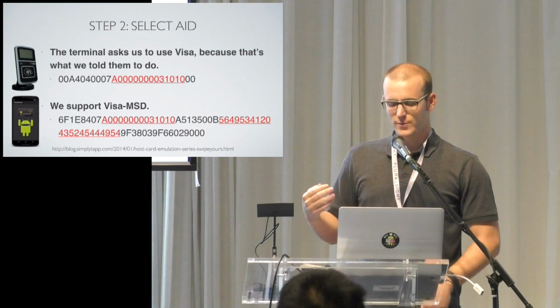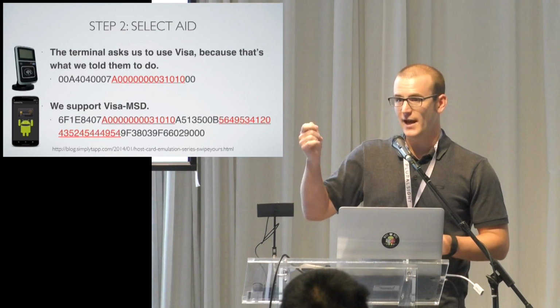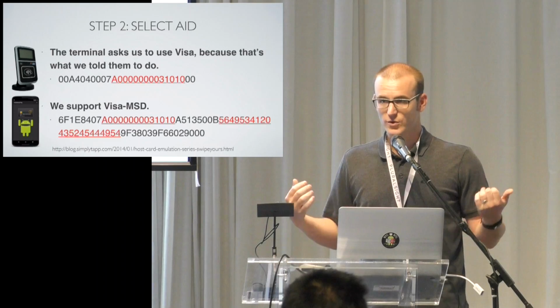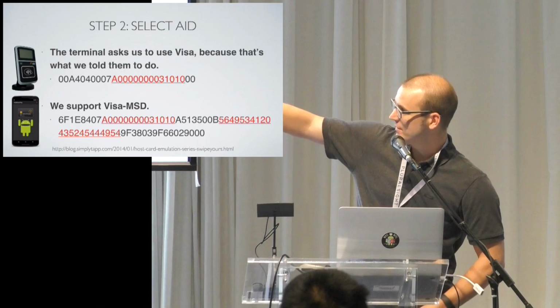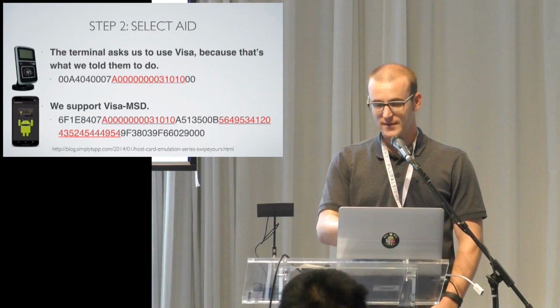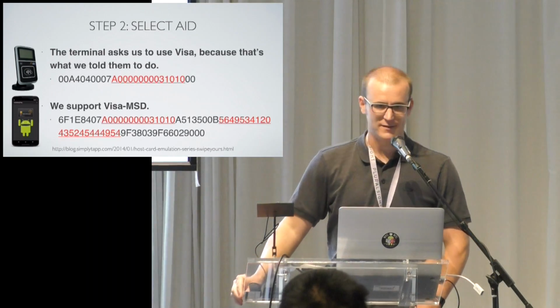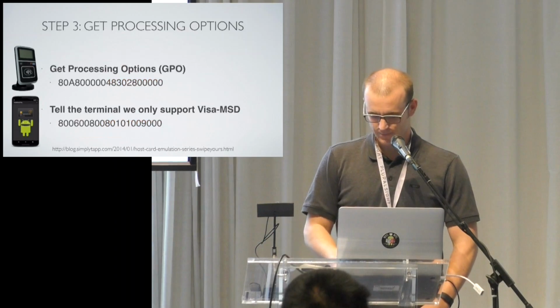So next command, the terminal comes back, it's like, all right, great. You said you want to use Visa. Hey, do you want to use Visa? And then, of course we do. We just said we did. But I want to use specifically, you can see the A number is the same above and below, but I want to specifically use Visa MSD, which is kind of this deprecated magstripe way of sending data.